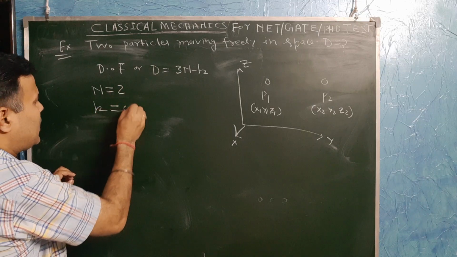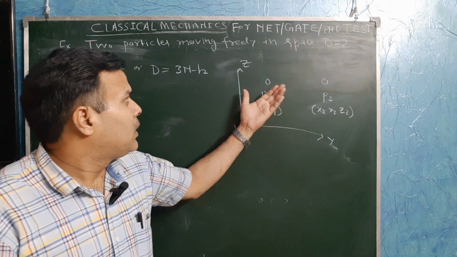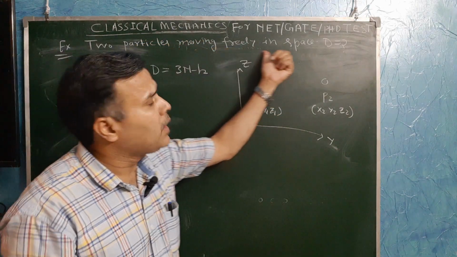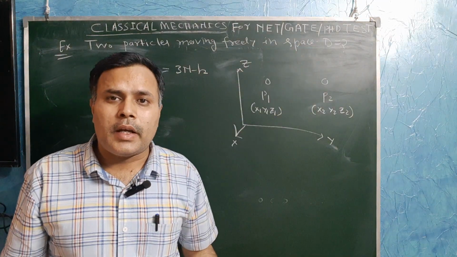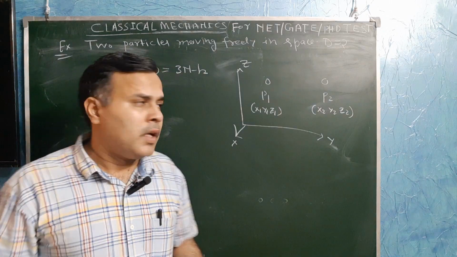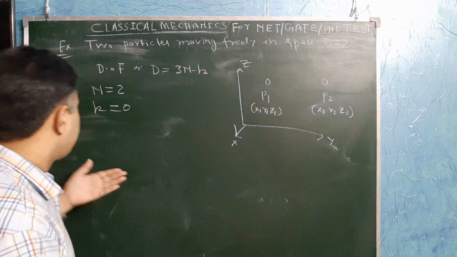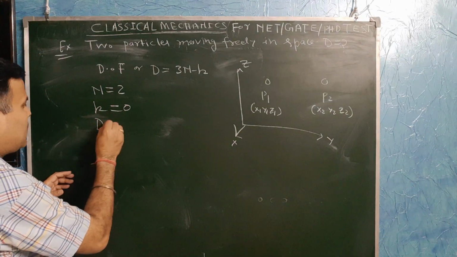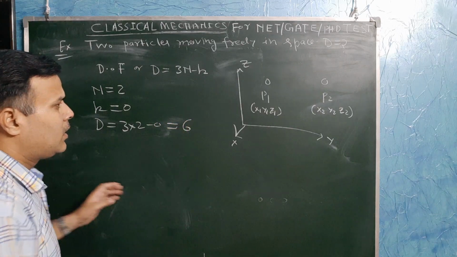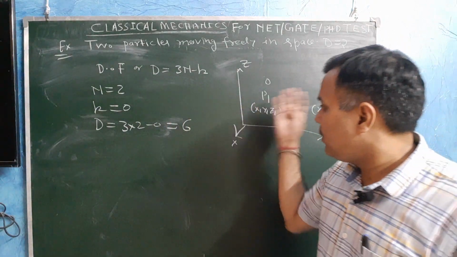Again there are no constraints to the motion, because in the example we have information that two particles are moving freely, so there are no constraints. So k is 0. K is the number of equations of constraints. So D is simply 3 into 2 minus 0. It means there are 6 independent ways the particle can have motion.